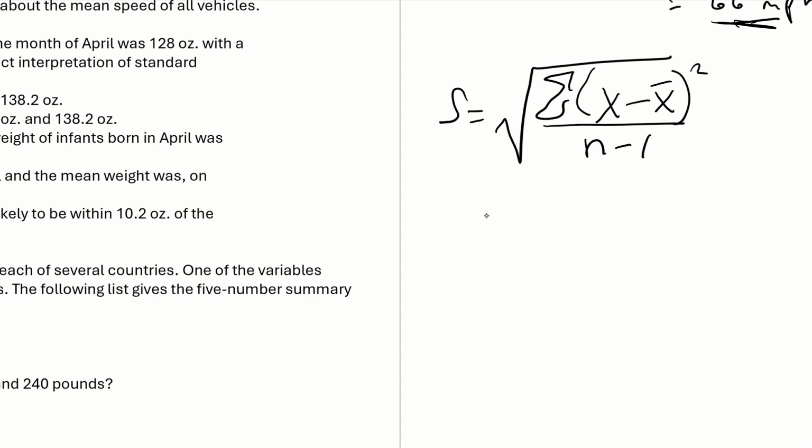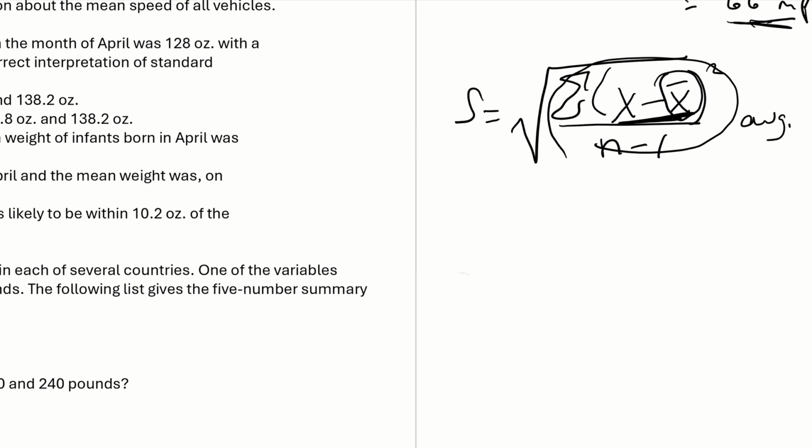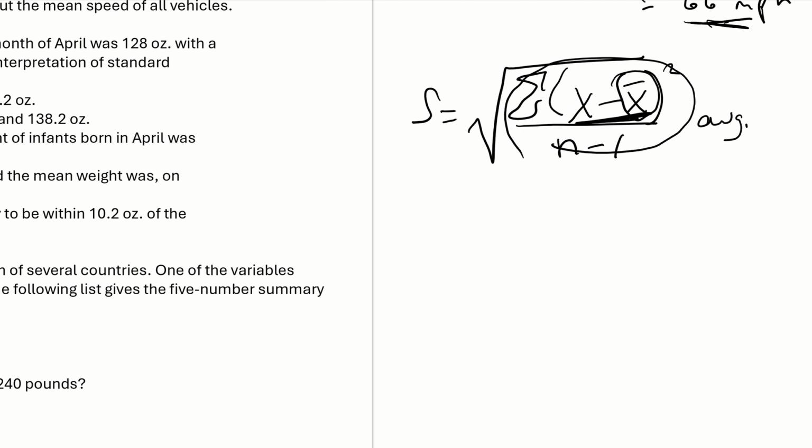So essentially, this is an average. Okay, an average of what? An average of how far the data is from the mean. That stands for the mean. So how far is the data from the mean? That's the interpretation of standard deviation. So how far is the data from the mean on average?